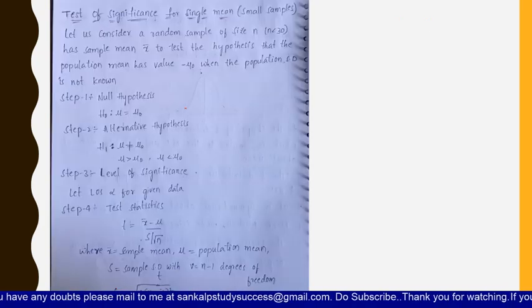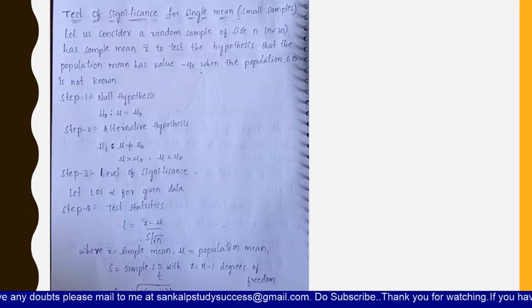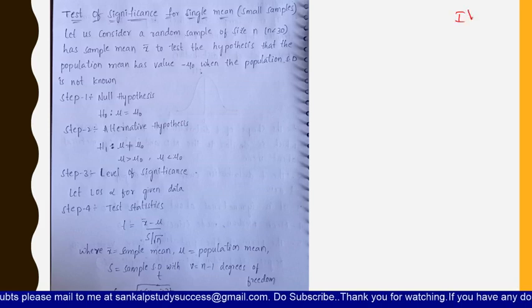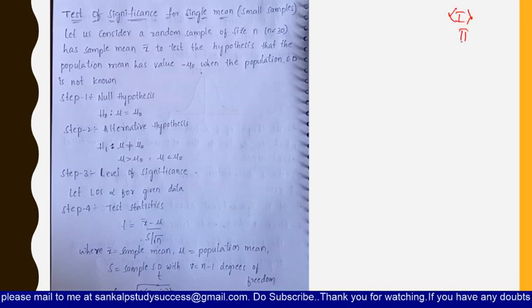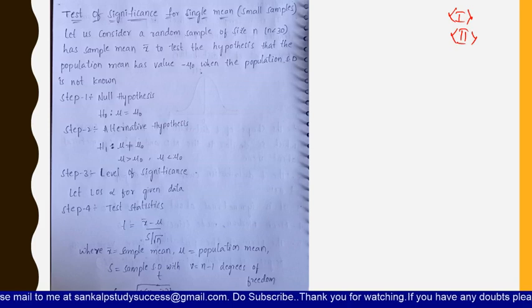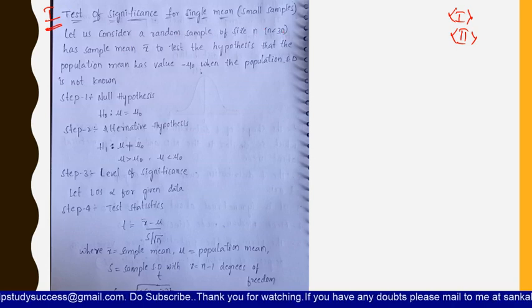Now let us go into test of significance for single mean. At the start of the video, we said that there are two types of problems which we are going to solve. The first one is test of significance for single mean. So let us consider a random sample of size n, where n is less than 30, because the t distribution is used for small samples.